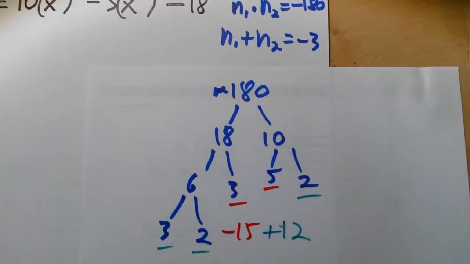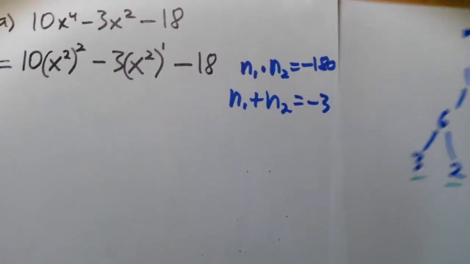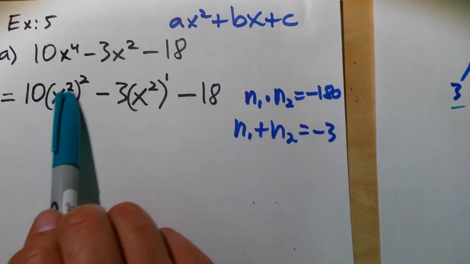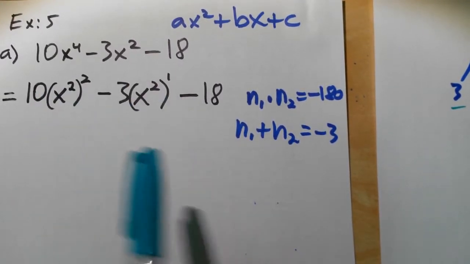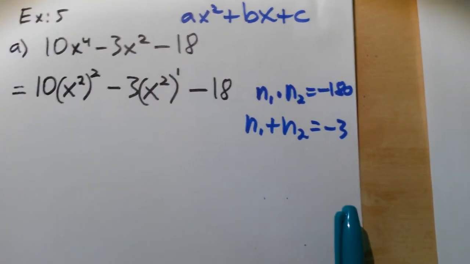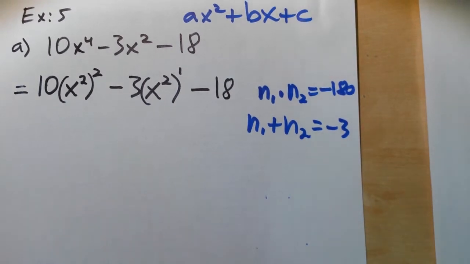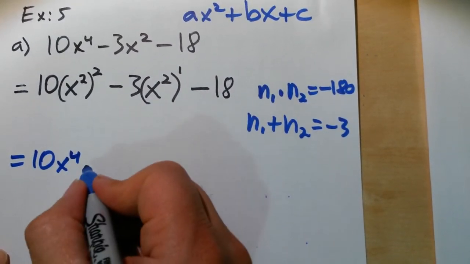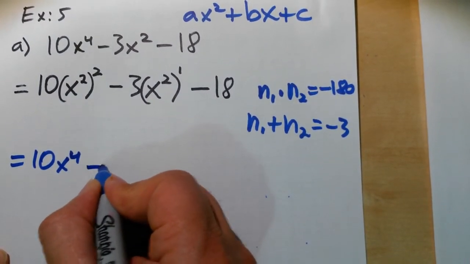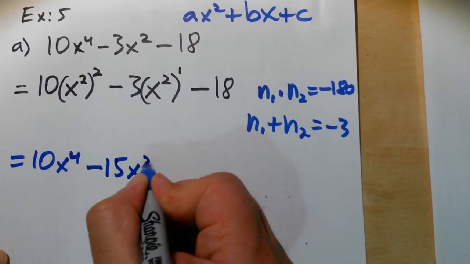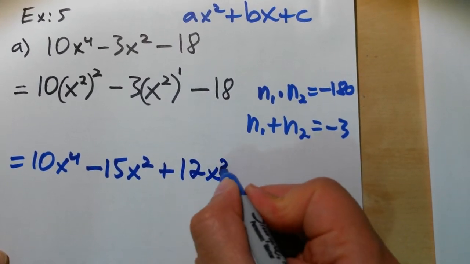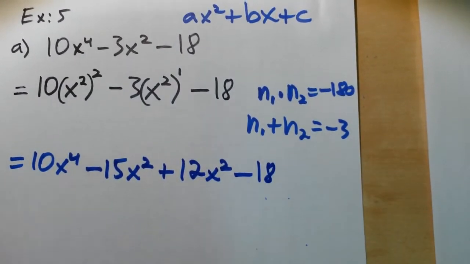So let's go back to this. Now we know what our two numbers are, negative 15 and 12. I'm not going to rewrite them as x squared to the power of 2 anymore, because it was basically a matter of visualizing that request. But now that we know what our two numbers are, let's start solving this. So we get 10x to the power of 4. Let's split up this middle term into negative 15x squared plus 12x squared, and let's bring down the negative 18.